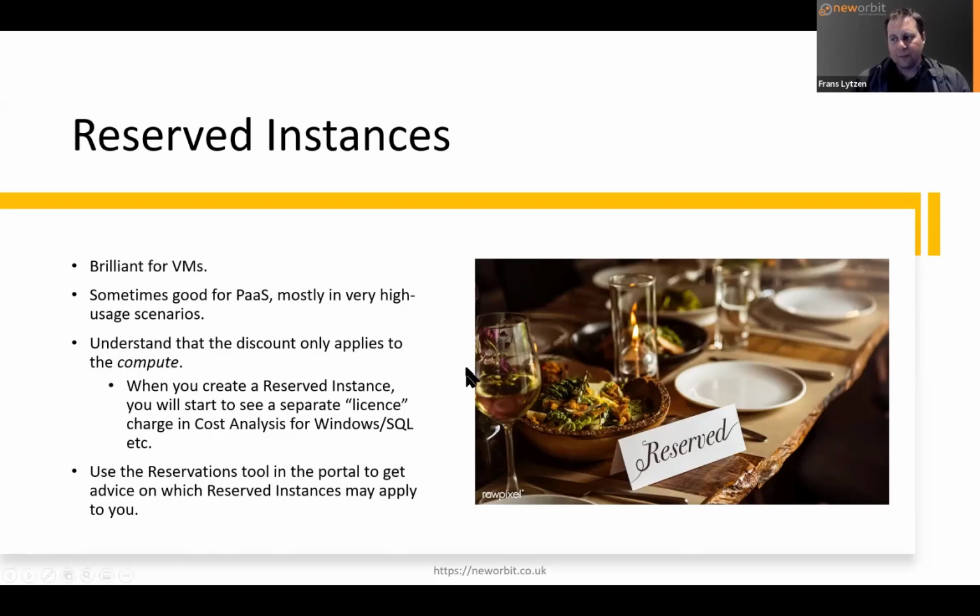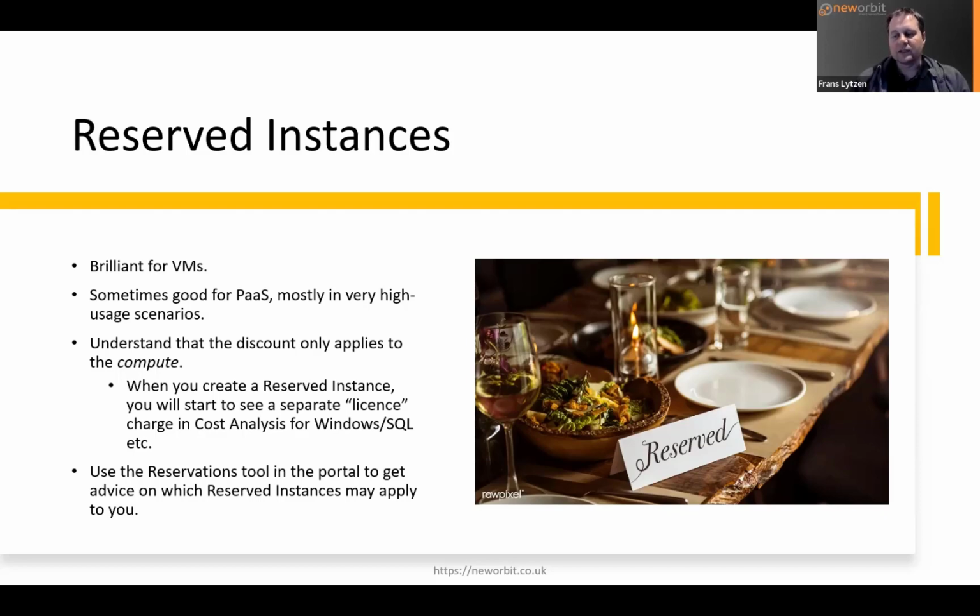One other thing where people get excited is that they look at the price of the virtual machine in the pricing calculator, and then they think that they're going to save 30 or 40 or 50% of that. They don't. It only applies to the compute portion. So let's take a SQL VM, which might cost £5,000, and reserved instances might save you £500 or £1,000 a month at most, because the rest is actually licenses.